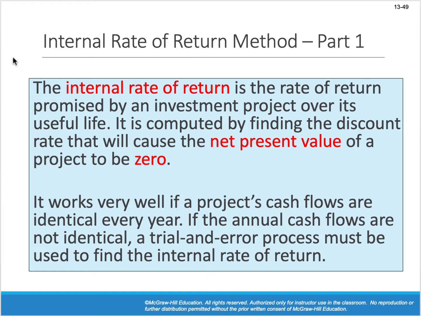Remember, at the end of the day, the internal rate of return process is trying to find the discount rate that makes our net present value equal to zero, right? Because remember, we said that if the net present value is zero, that means that the discount rate is equal to the return on that investment.